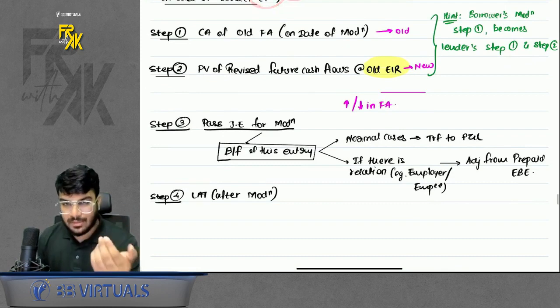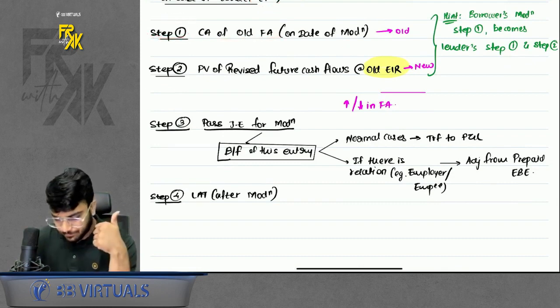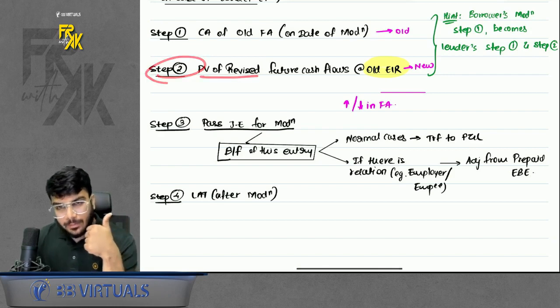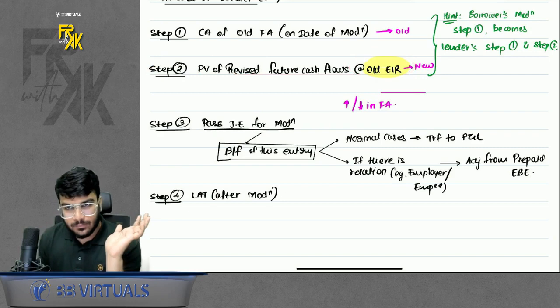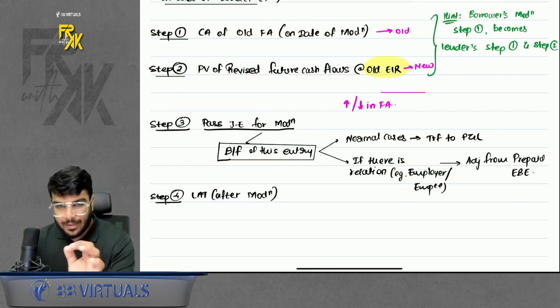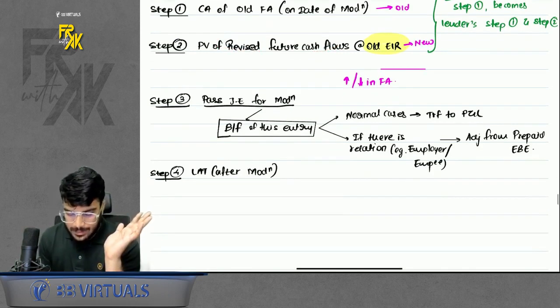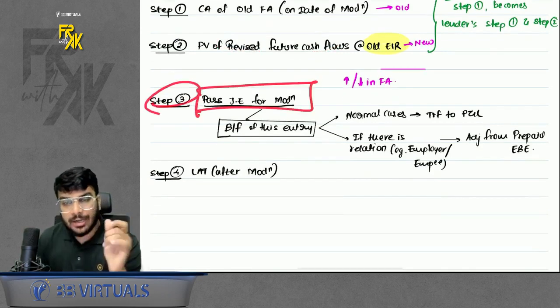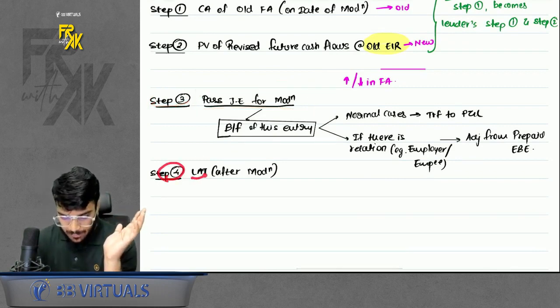Okay, so what are the steps? First step is to find the carrying amount of the old financial asset. Second step is to compute the present value of revised future cash flows at old EIR. Revised cash flows information will be given. Okay, compute that. Then step 3, pass the journal entry for modification. How to pass it I will teach you while doing the question. And then step 4, prepare the LAT.